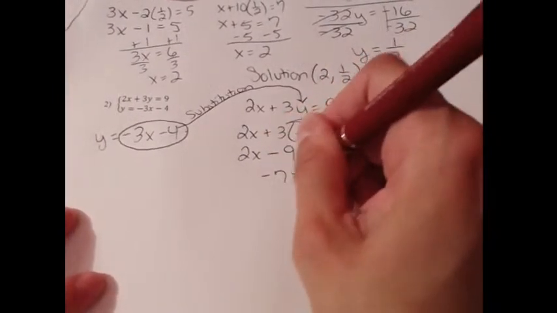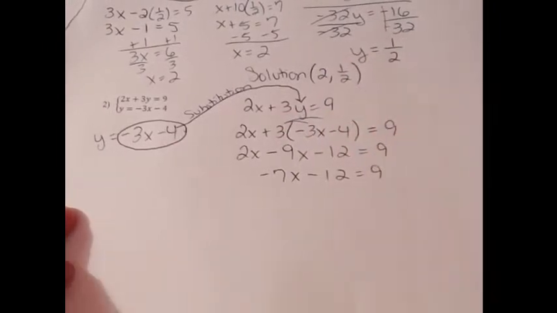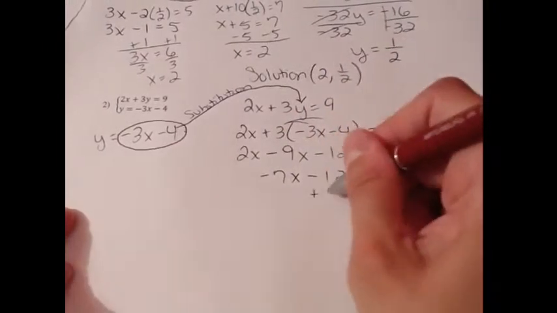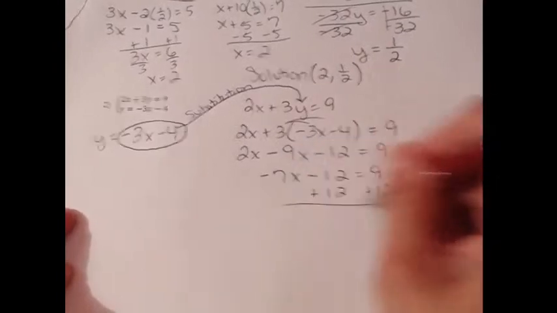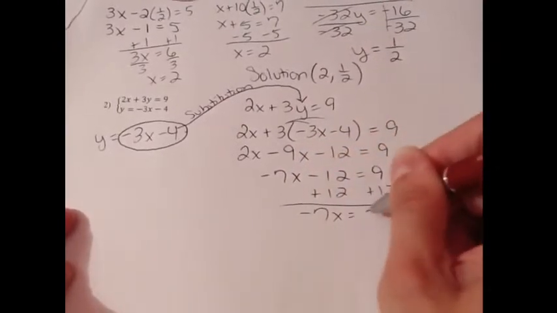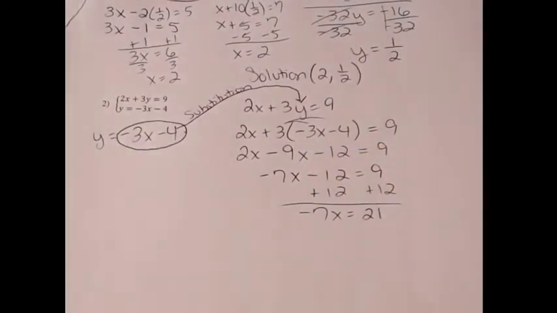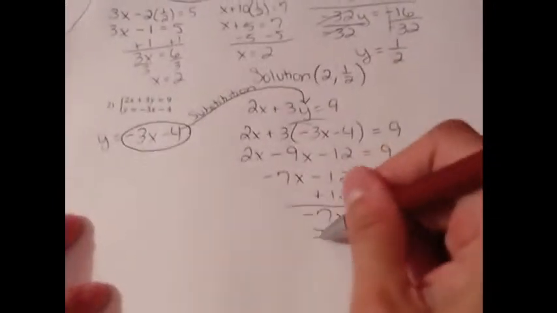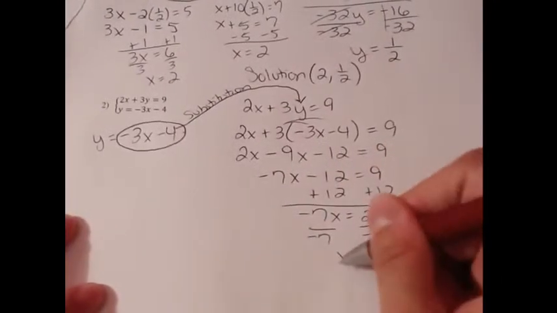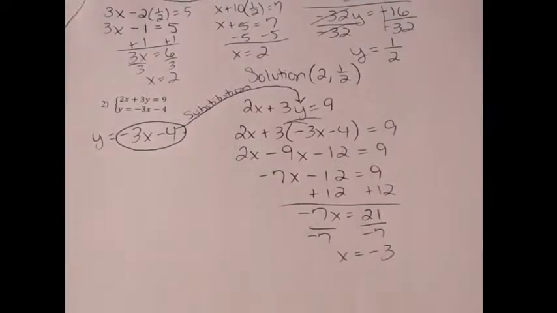We have negative 7x minus 12 is equal to 9. We're going to add the 12 to both sides. When we add the 12, we get negative 7x is equal to 21, right? So far, so good. Divide by negative 7. And we find that x is equal to negative 3. Cool. Very cool.